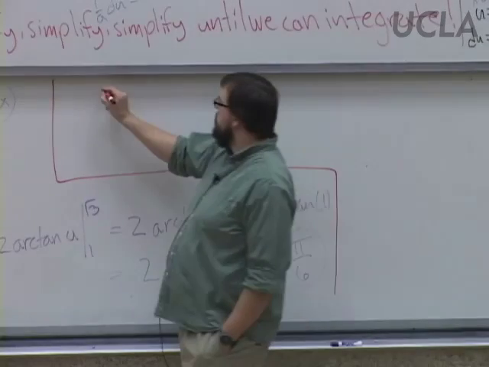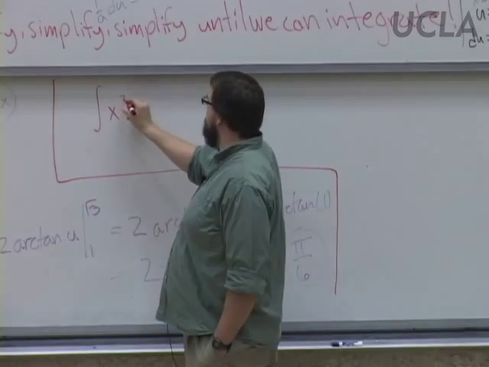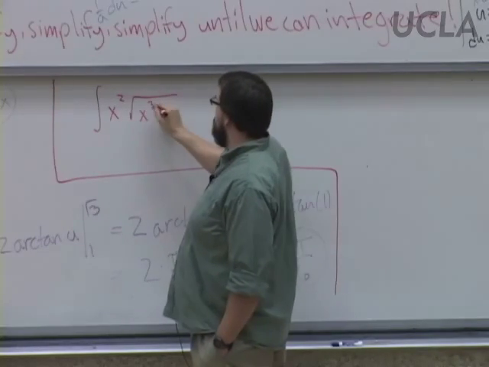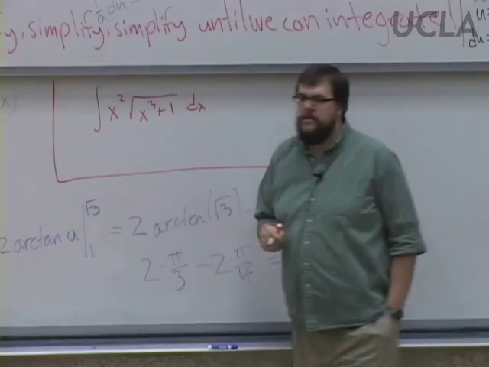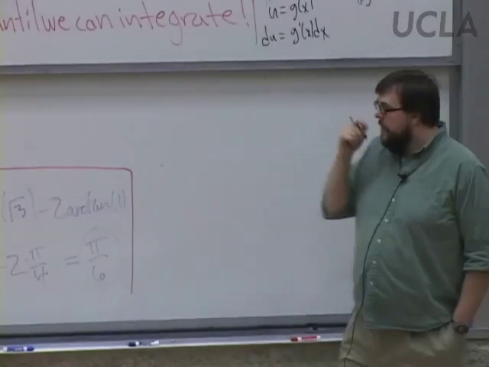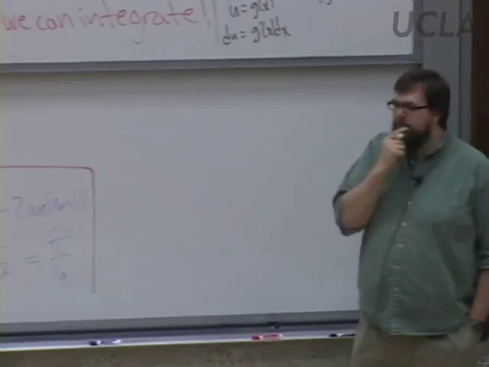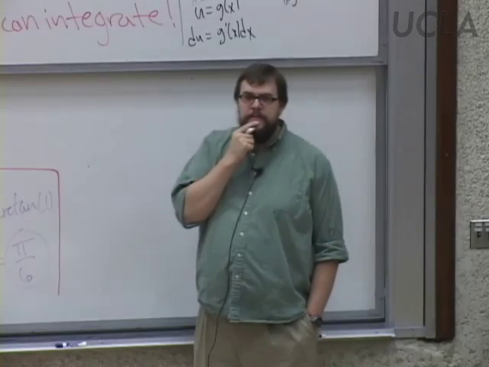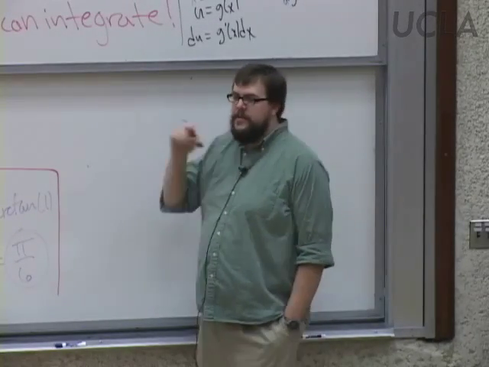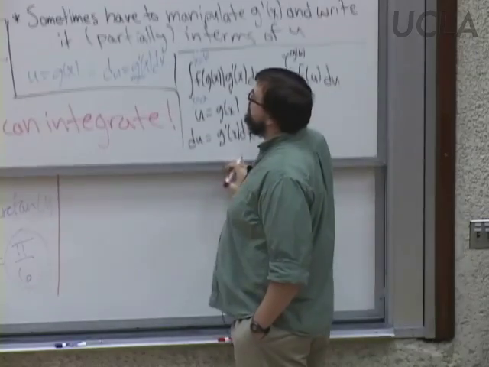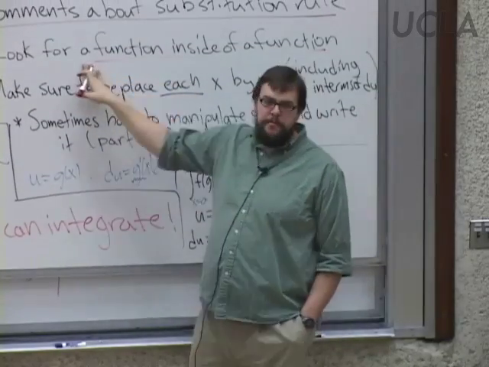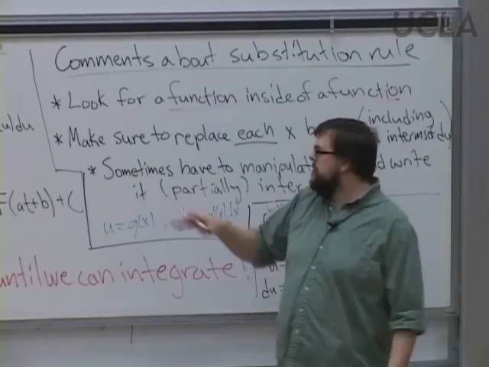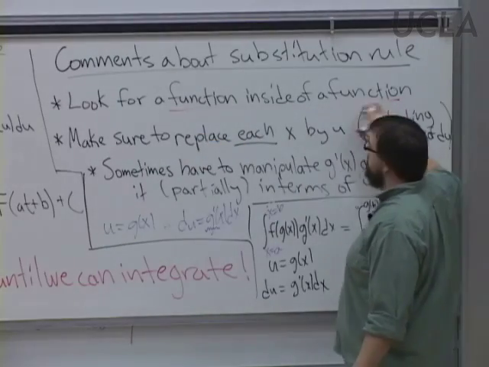Suppose I ask, let's do some indefinite integrals. Let's do the integral of x squared, square root of x cubed plus 1 dx. All right. There's no hint on this one. So we have to figure out what the substitution is. So how do we figure out what to substitute? We come back to this, pretty much the first and most important comment about substitution. Substitution is made for functions inside of functions. So if I'm looking for what to substitute, I'm looking for a function inside of a function.